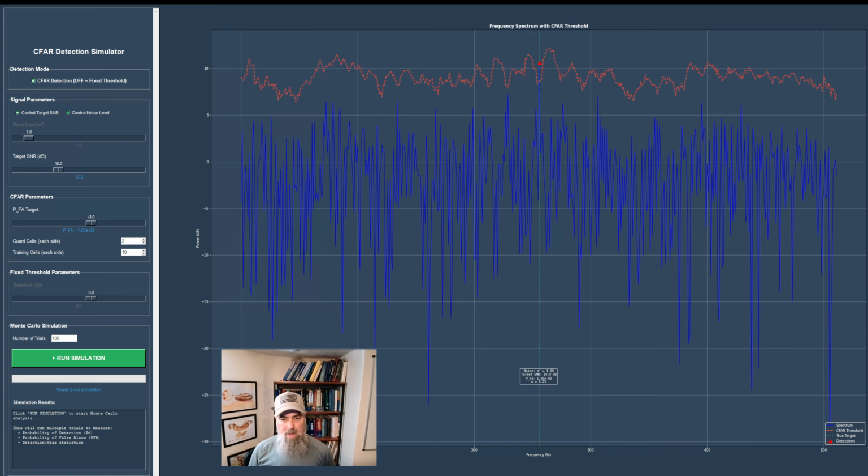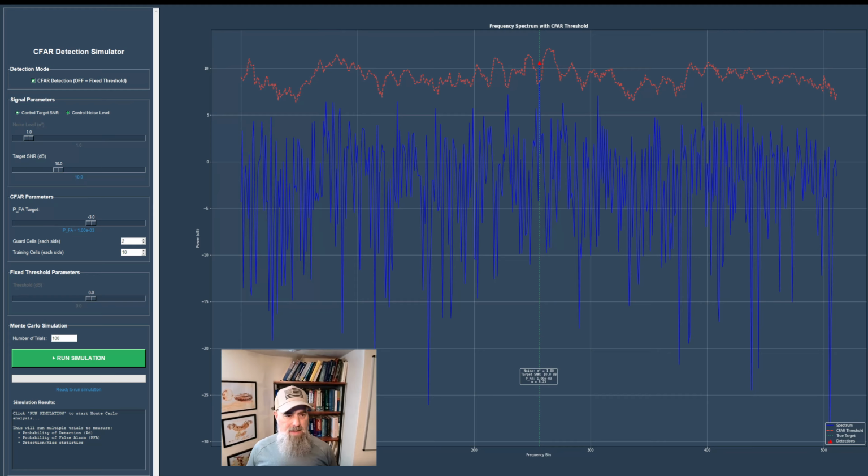Okay, so as you can see here, this blue thing is the spectrum. That's the range profile. Here are range bins or frequency bins in an FMCW radar. This is the CFAR threshold. As you can see, it changes itself throughout the spectrum, and it lowers where there is a target. As you can see, it detected this target right now, and it didn't detect anything else.